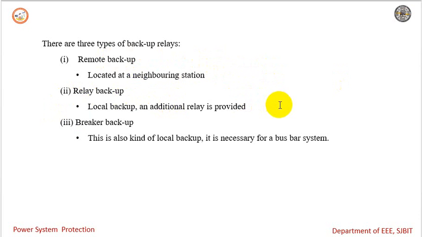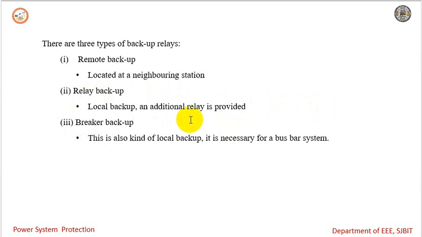So it is recommended that where remote backup is not possible, relay backups are used. And the supply to the relay backup is different from the primary relays. That is, if we are using some CT and PT for the primary relays, they should not be used for the relay backups.